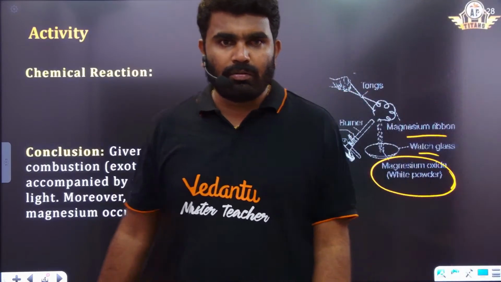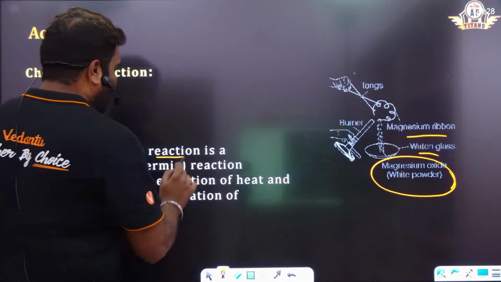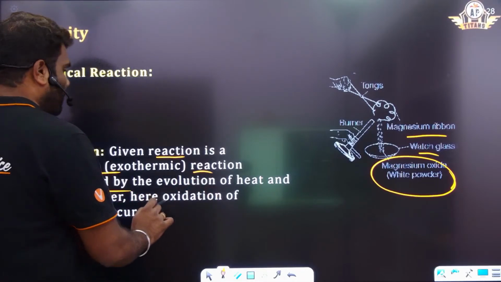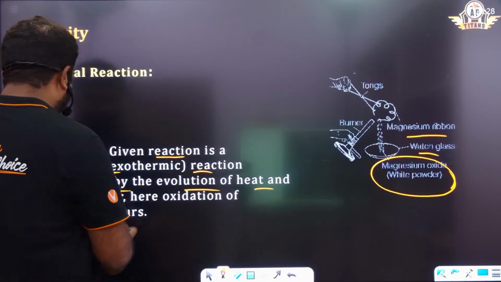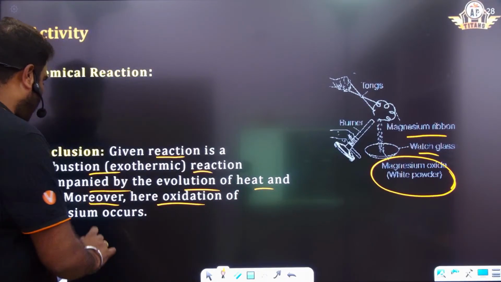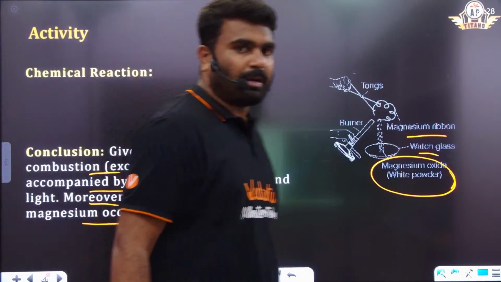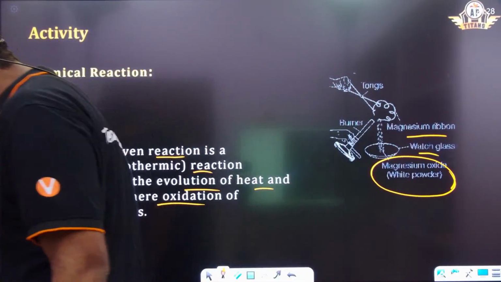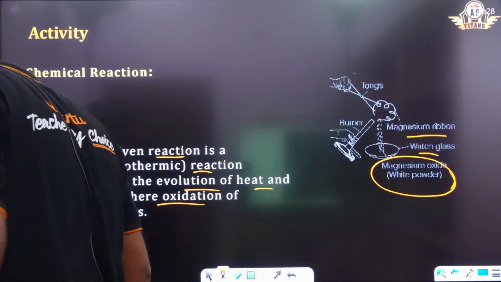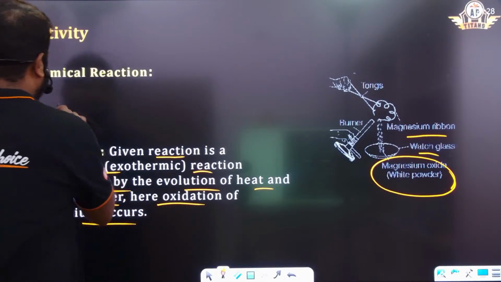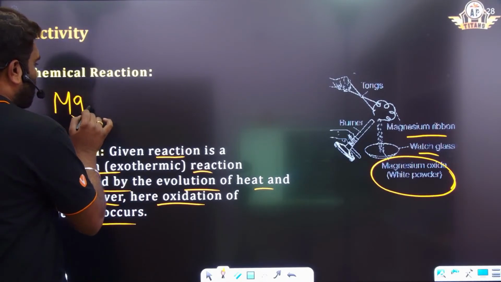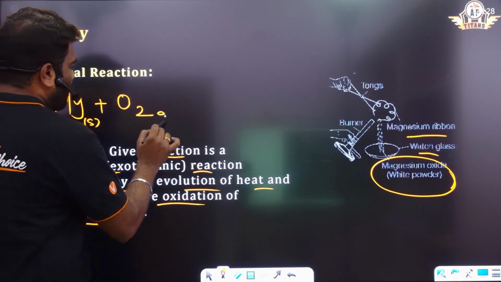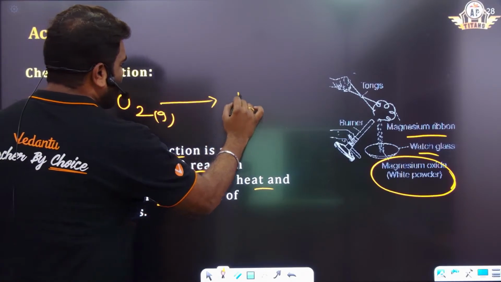Okay, so you can see this reaction is a combustion, an exothermic reaction, accompanied by the evolution of heat and light. Moreover, here oxidation of magnesium occurs. So what is happening here, beta? What is the chemical reaction happening here? Magnesium is burning in the presence of oxygen. So we will be getting magnesium oxide.